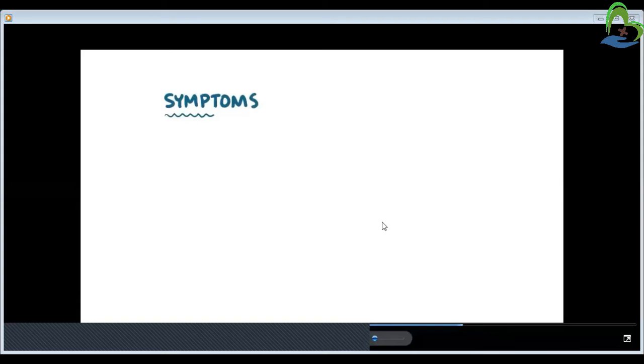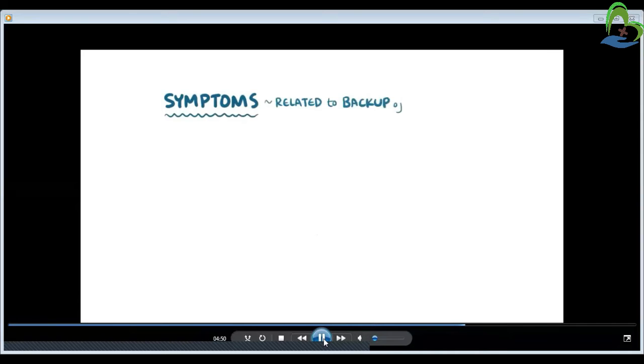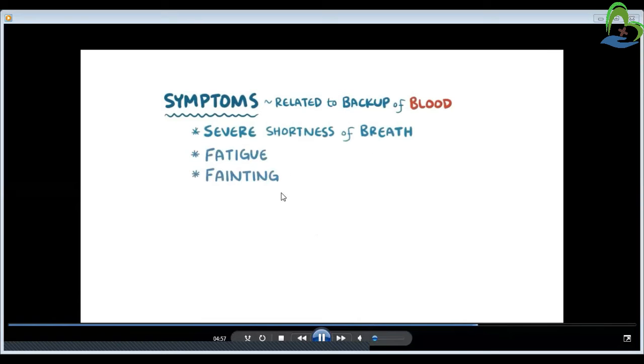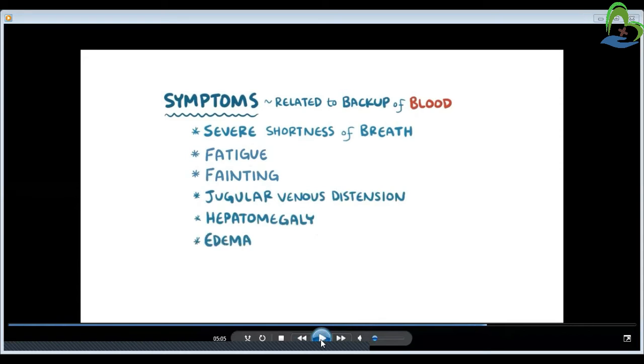As cor pulmonale stems from pulmonary hypertension, all the symptoms will be related to the backup of blood. So there will be severe shortness of breath, fatigue, and fainting. All these will be the symptoms that we will visualize. Next, jugular venous distension will be seen as the backup of blood is occurring. So we can see that the venous return will be affected.